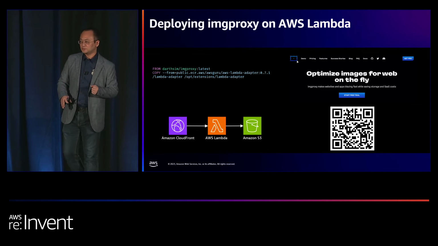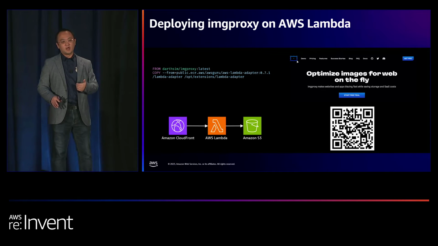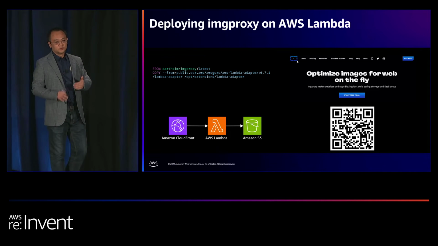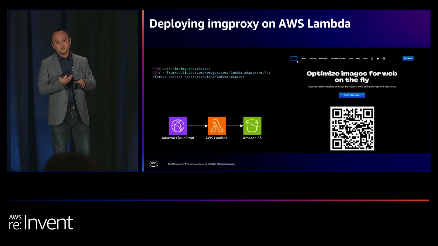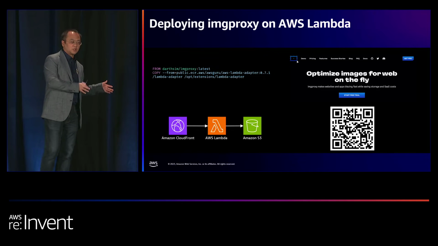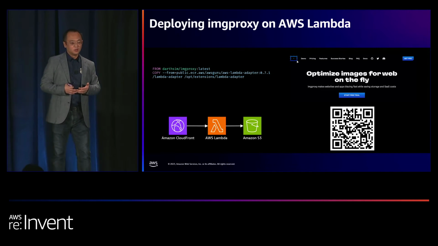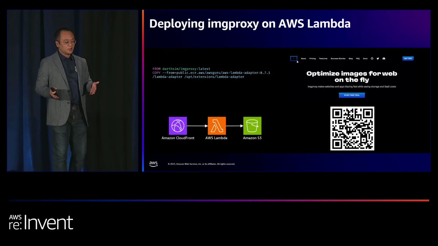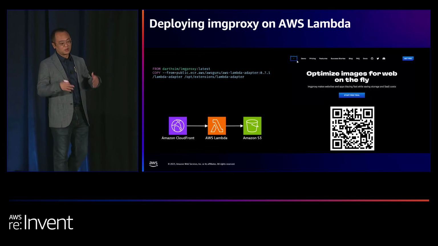There was an ask by the community to deploy IMG proxy on Lambda back in 2018, so 5 years ago. But IMG proxy uses a native library called libvips to do the image transformation. That has a dependency on a lot of native binaries. It's not easy to just deploy that in Lambda. So with Lambda Docker image support, it becomes easier. But still, the programming model is a blocker.